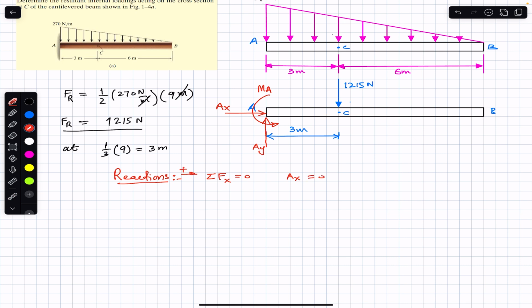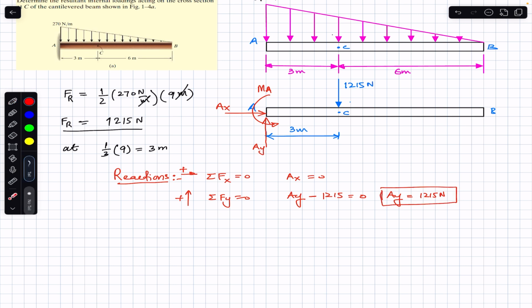Then the sum of the forces in the Y direction is equal to 0, and the upward direction is considered to be positive. So then we can say that AY minus the resultant force, which is 1215, is equal to 0, and we can say that AY is equal to 1215 Newtons. So the vertical reaction at A is equal to the resultant concentrated load of that distributed triangular load. AY is equal to 1215 Newton.